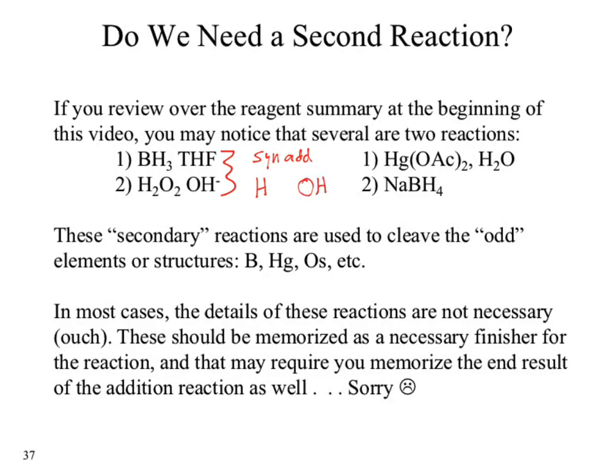The OH in our second step. So BH3 and THF, followed by peroxide and hydroxide, is a syn addition of hydrogen and OH. Which means when you look at the products, we won't see boron. We'll only see the OH in the place of where the boron would have been located.